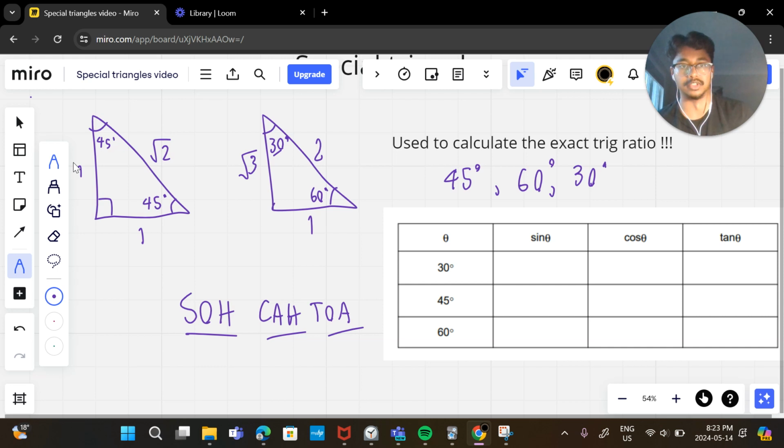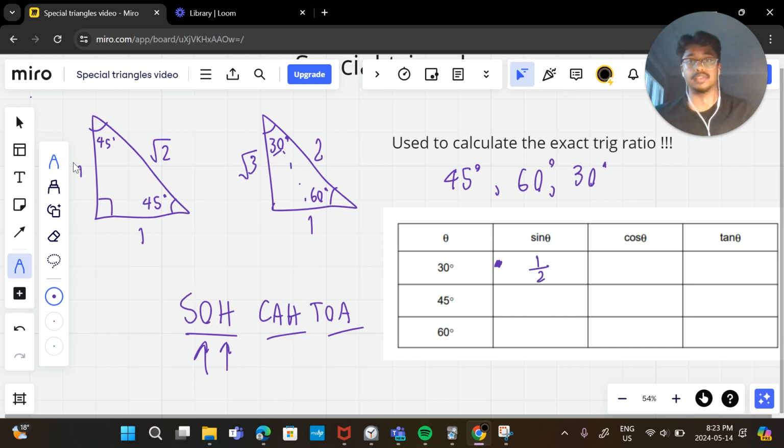So sine 30 degrees, okay? That's this box over here. So sine 30. We're using this special triangle over here because it has an angle of 30. Sine is opposite over hypotenuse. Opposite would be 1, and our hypotenuse would be 2. So it would just be 1 over 2. That was real simple.